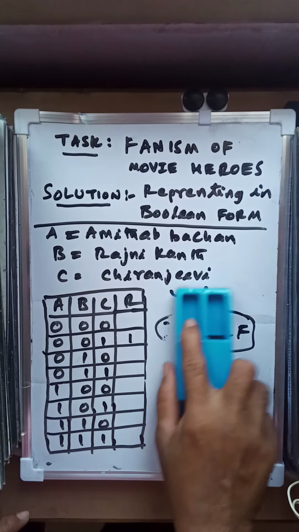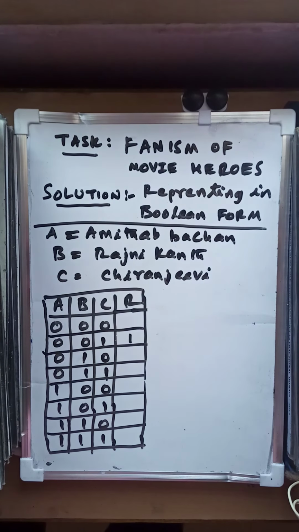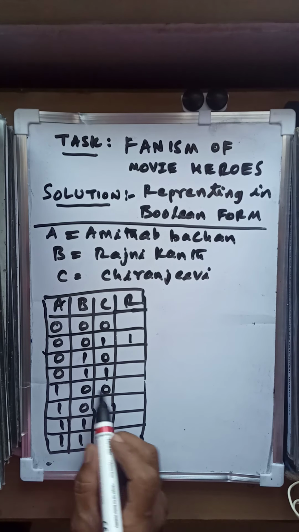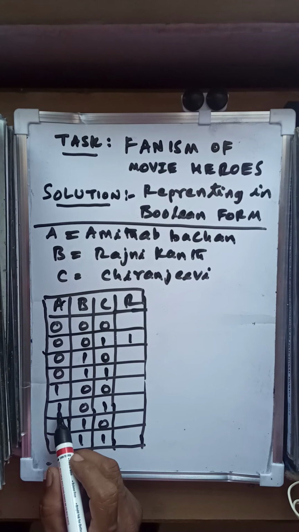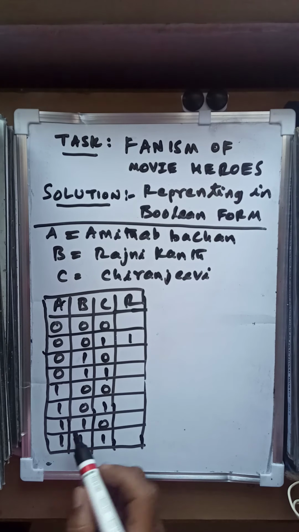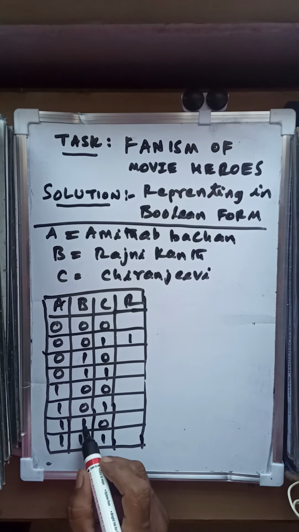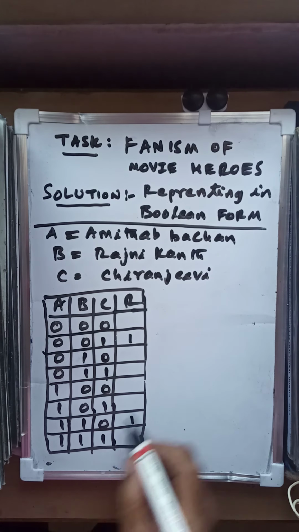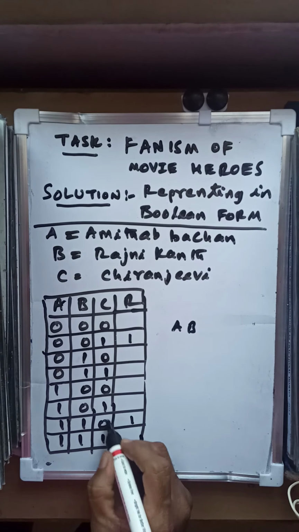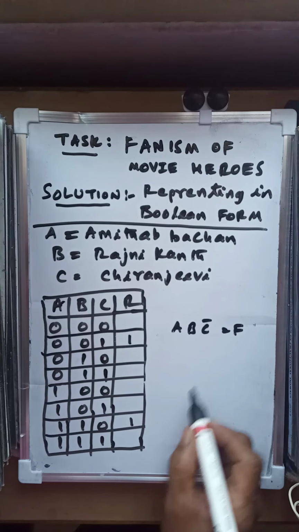Similarly, if any other person is a fan of Amitabh Bachchan and Rajnikanth, Amitabh Bachchan fan means 1, Rajnikanth 1, and Chiranjeevi is 0. But if you consider an Amitabh Bachchan fan and a Chiranjeevi fan, that combination is not valid for this. So how to write this function: this is A and this is B, and C is 0, means C bar. This is another function.